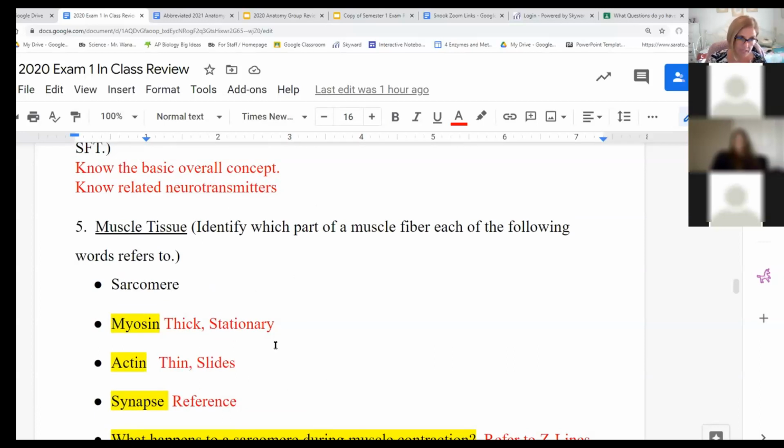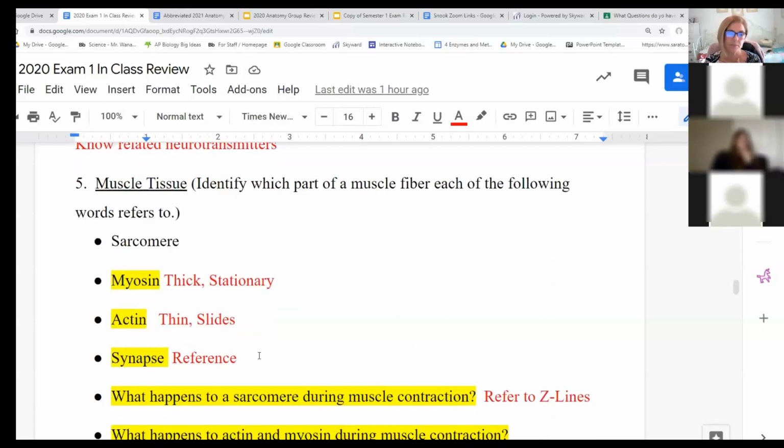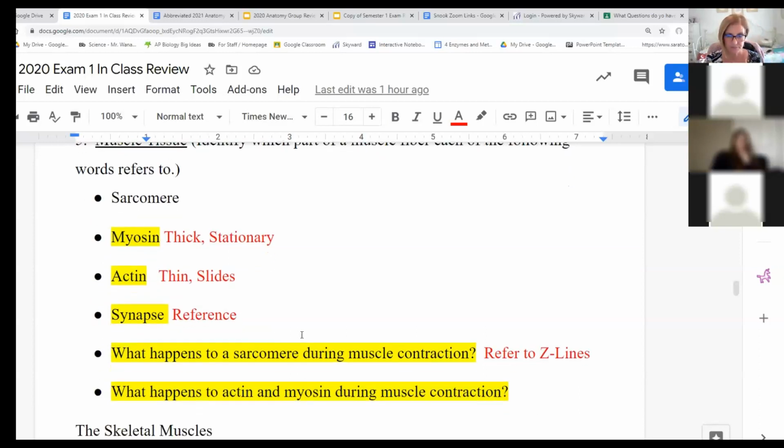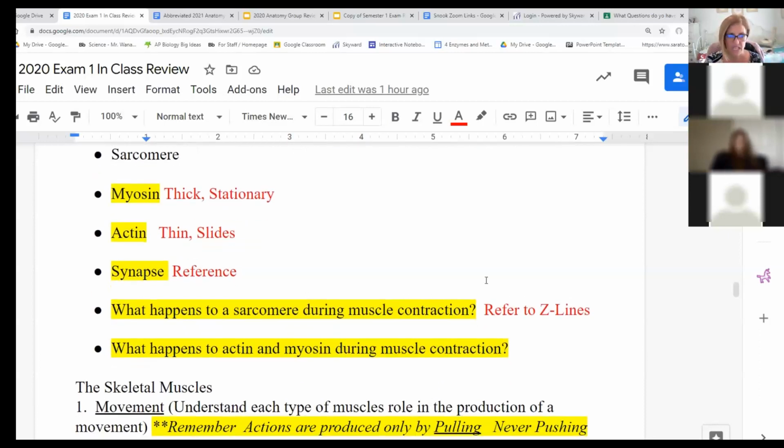And that's going to be repeated down here. Know that myosin is the thick, it doesn't move. Actin is the thin, it slides, it moves. It is the sliding component. The synapse is the gap between two cells. The Z lines come closer together. Actin slides past myosin. So that's the extent you need on sliding filament theory.